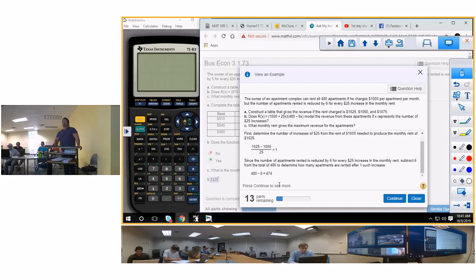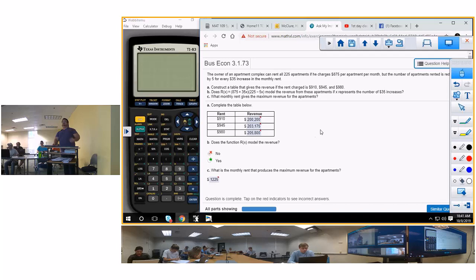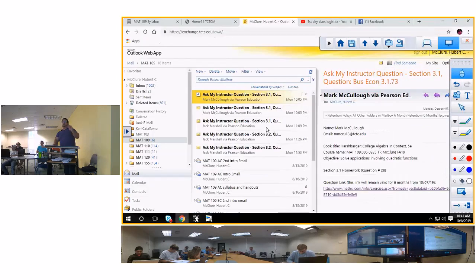So 480 minus 6. I'm going to look over this question, and we're going to go over it again after I look at it. I don't want to skip this question, but I don't want to do it right now because I've never seen it before. So just hold off on that question right now. That's number 73, and it's number what online? 28. So make sure you don't do 28 right yet unless you wrote it.